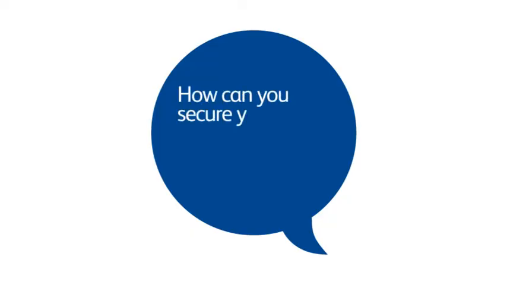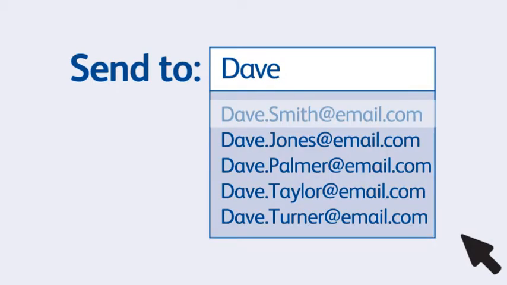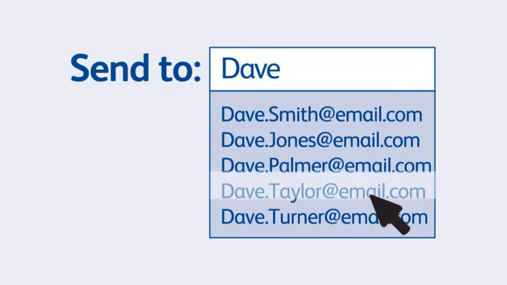And how can you secure your emails to help protect your data across your business? Consider whether the content of the email should be encrypted or password protected. When you start to type in the name of the recipient, some email software will suggest similar addresses you have used before. If you have previously emailed several people whose name or address starts the same way, for example, Dave, the autocomplete function may bring up several Daves. Make sure you choose the right address before you click send.